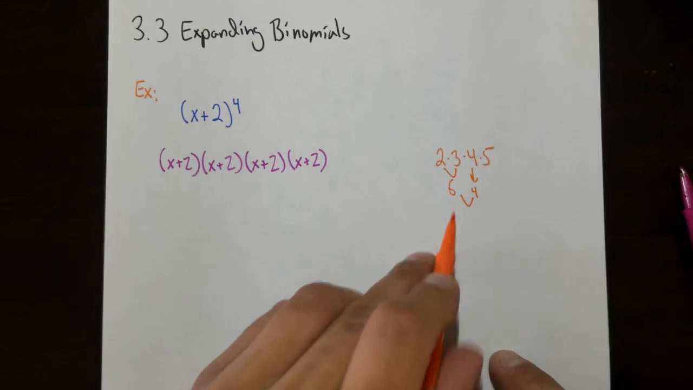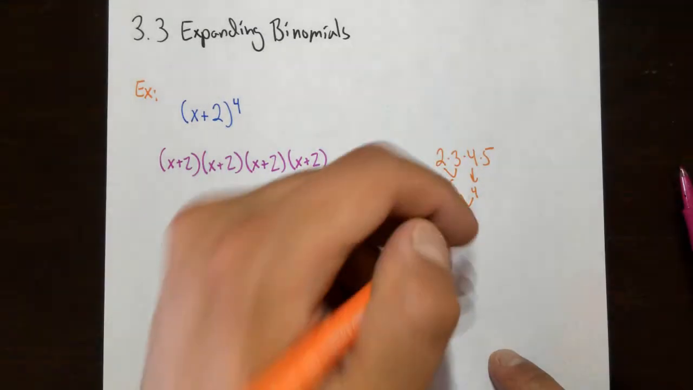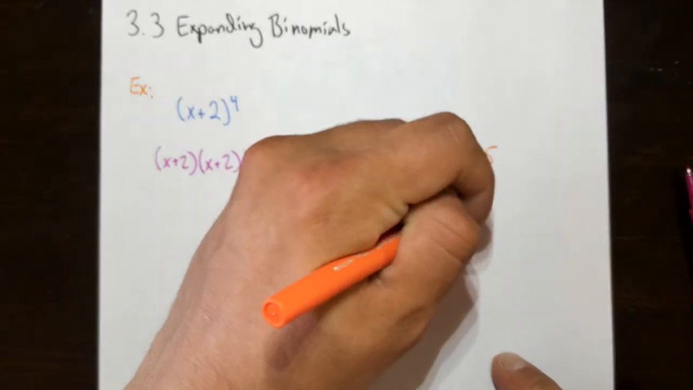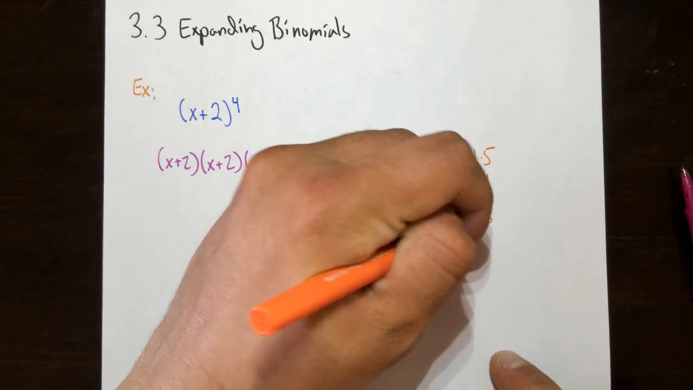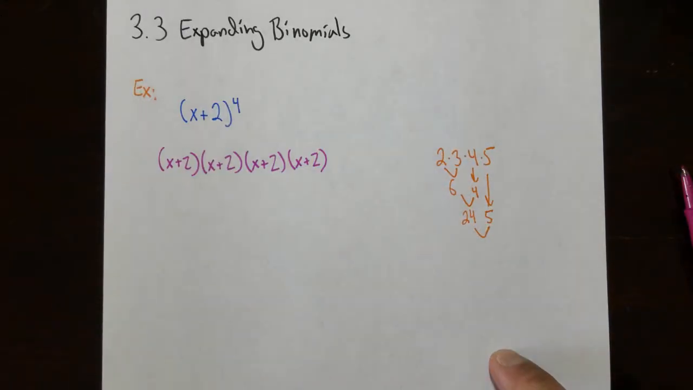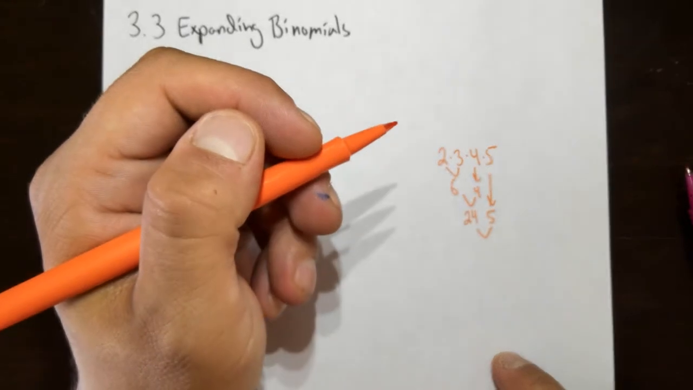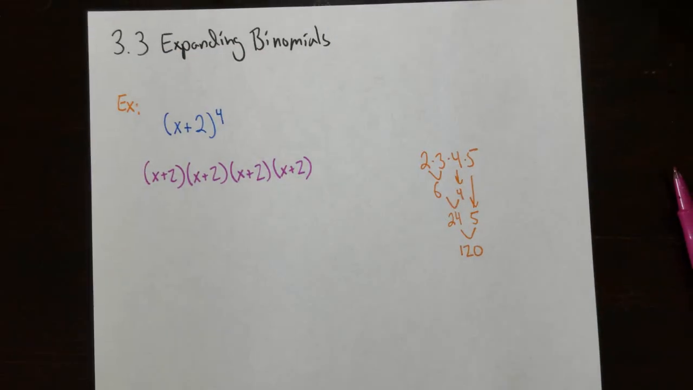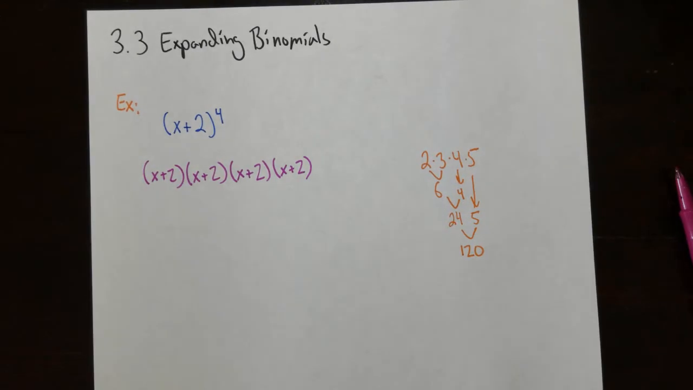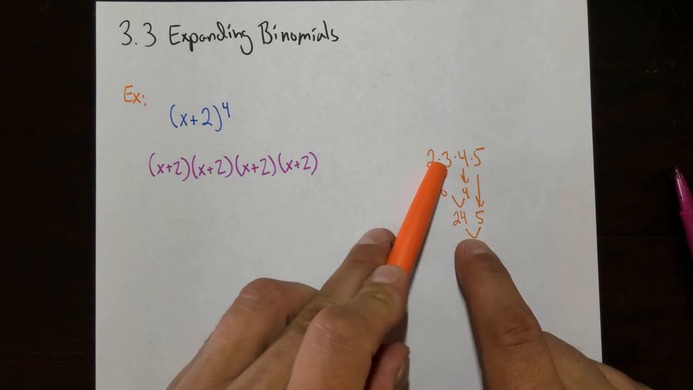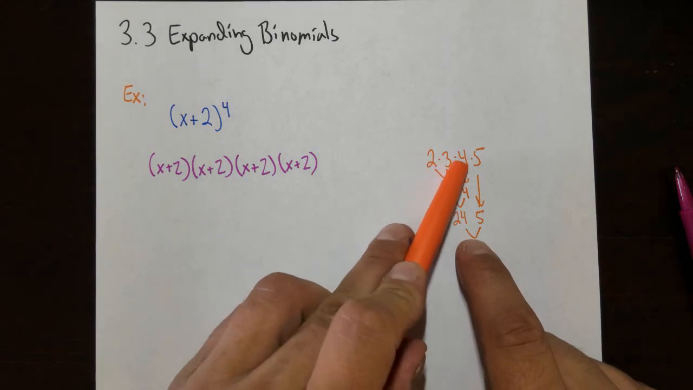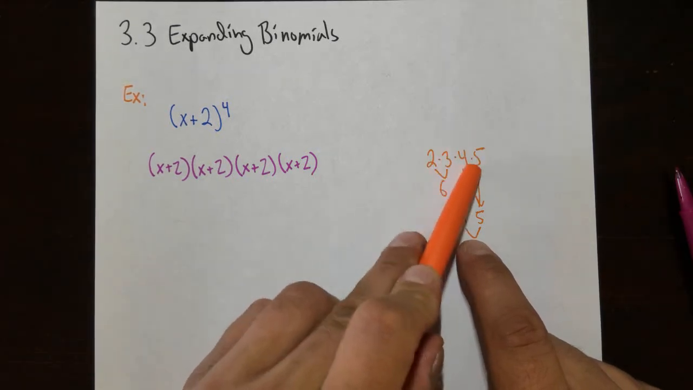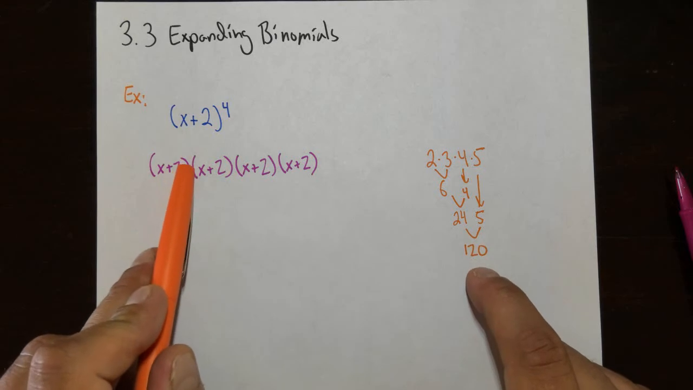There we go. And then we multiply 6 times 4, which is 24. And then bring down the 5. 4 times 5 is, what's that? 120. So the point here is that we multiply everything together one at a time. We do 2 times 3, get that product, multiply that by 4, get that product, multiply that by 5. So we're going to do the same concept here.